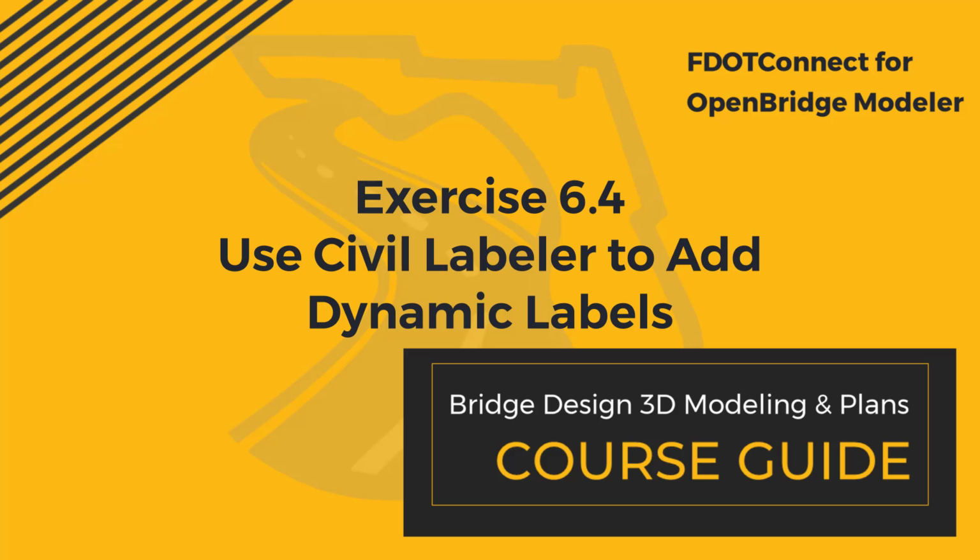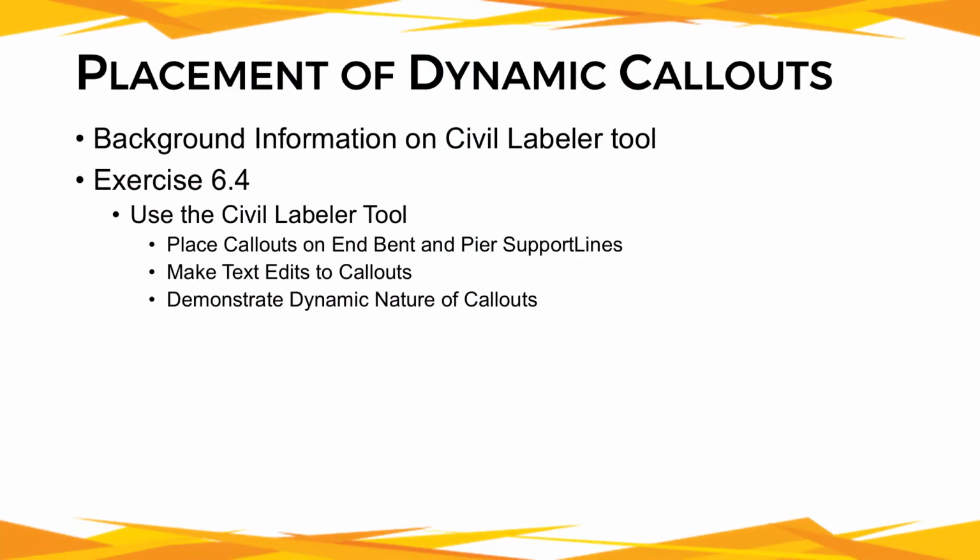Let's get started. To start this video, I'll give a little background information on the Civil Labeler tool itself, and then we'll begin going step by step through exercise 6.4 and use the Civil Labeler tool to place callouts on the end bent and pier support lines. Then we will see how to make text edits to those callouts. And finally, we'll demonstrate the dynamic nature of those callouts.